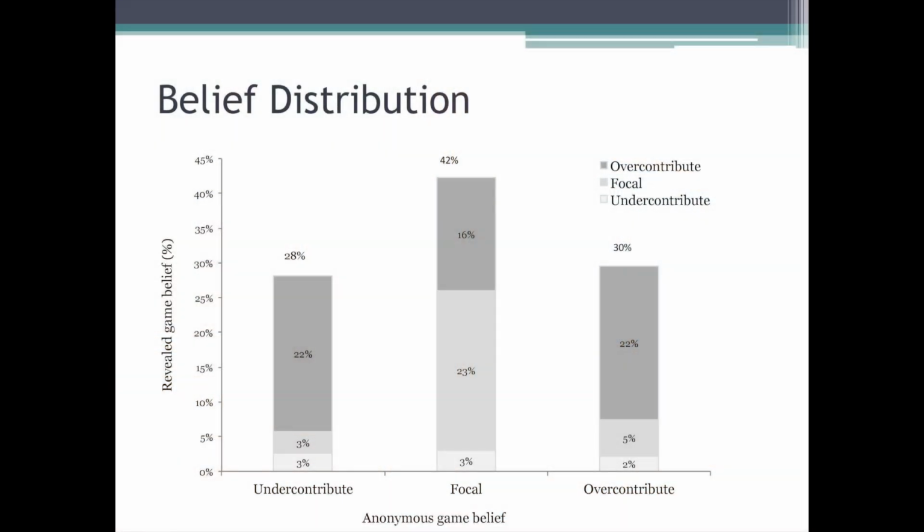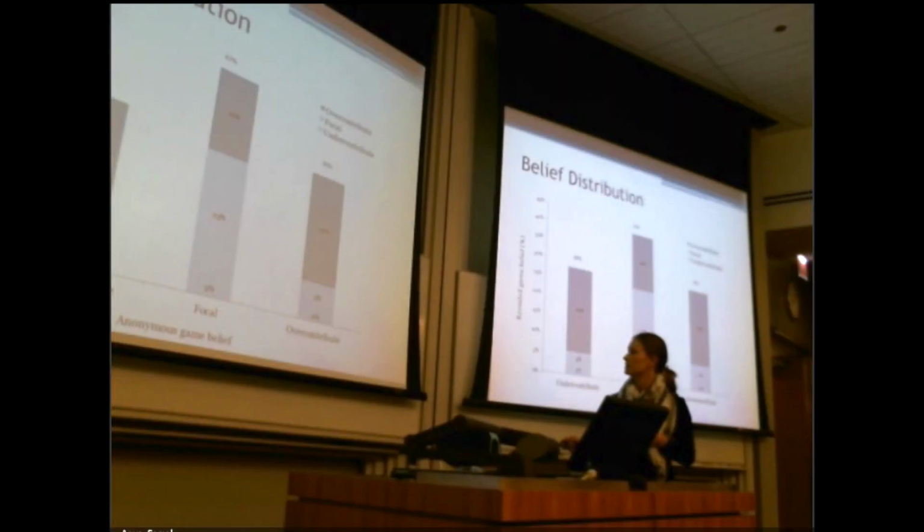Now this is again just a different way of presenting the beliefs in the anonymous game, which is on the x-axis, and the revealed game, which is on the y-axis. Again, this is confirmed because we see that a lot of people think that in an anonymous game everybody else will under-contribute. Specifically, they think that 1/3 of their peers will under-contribute, whereas only 3% of respondents believe that people in the revealed game will also under-contribute.